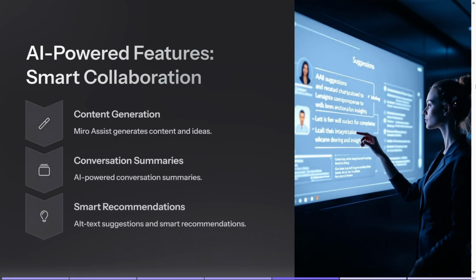Having a look now at the AI features, they have content generation. So the Miro Assist generates content as well as ideas, workflows, images. You can do conversation summaries, and you can also use their smart recommendations. So it helps you to really get the best out of your presentations.